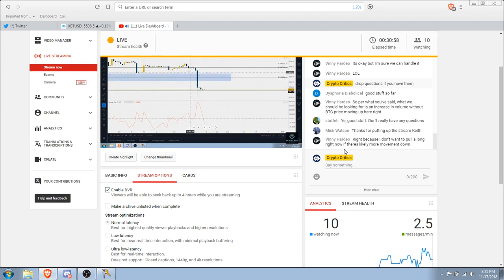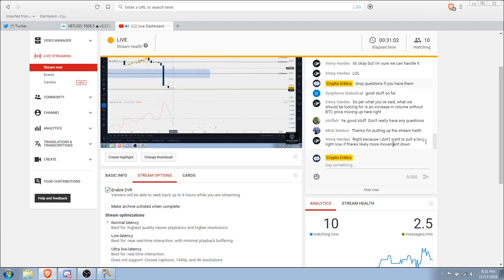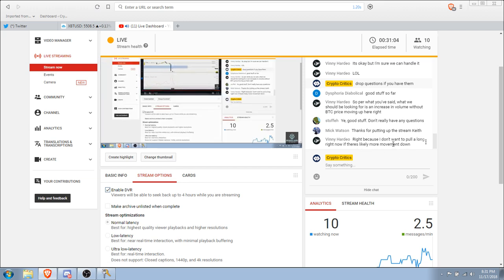Right, you don't want to pull a long right now if there's likely more movement down. Right, so you might go ahead and say, okay, I want a long here, but if you see an increase in volume without an increase in price, you might go ahead and say, okay, I'm either going to tighten my stop or I'm just going to cut the position, right?